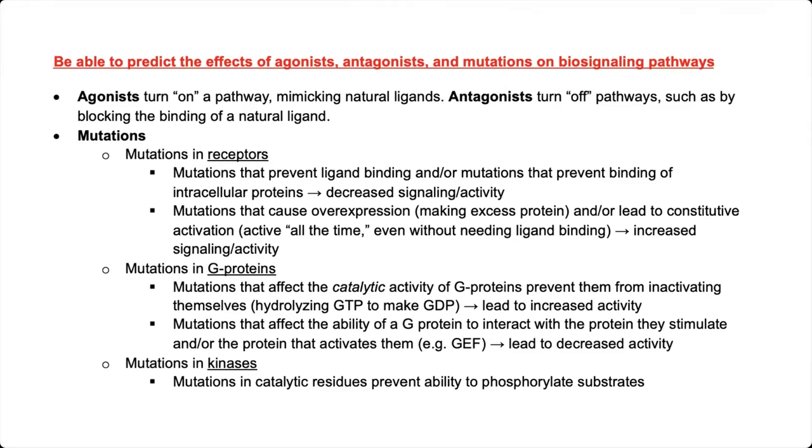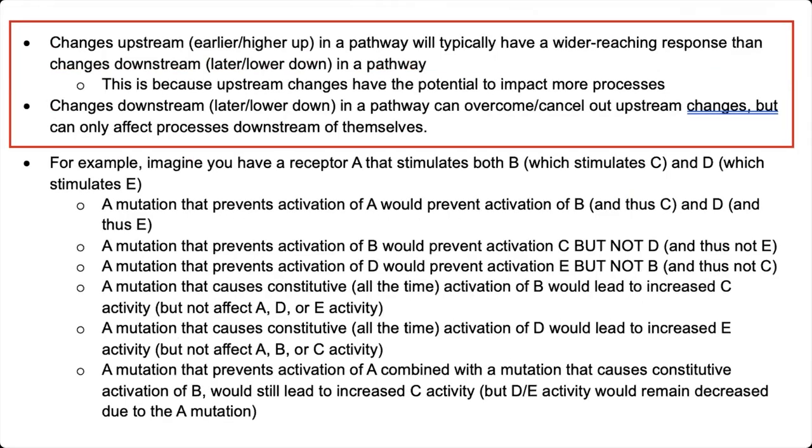So changes upstream, earlier, higher up, however you want to think about it in a pathway, are typically going to have wider reaching consequences than changes downstream, later, lower down in a pathway, because upstream changes have the potential to impact more processes. Changes downstream in a pathway, however, can overcome or cancel out upstream changes, but they can only affect processes downstream of themselves. And so these are just a few different worked out situations if you want to just pause the video and look at those or look at the outline.